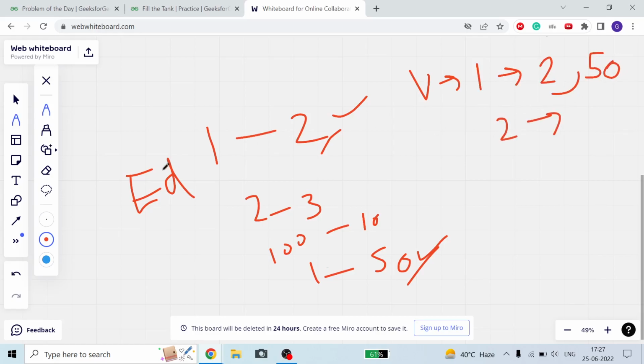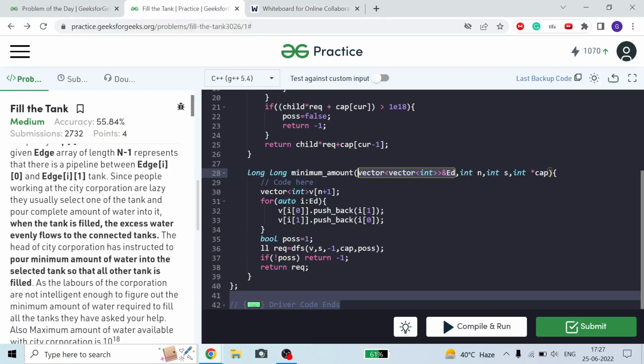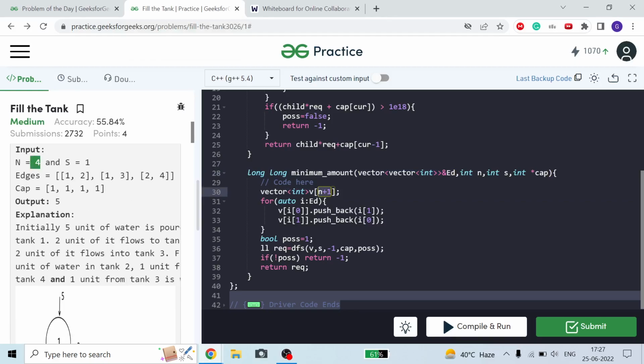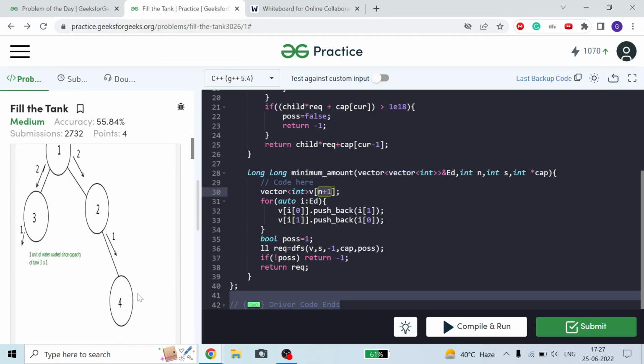2 will store 1, meaning 1 is a connected component to 2. 3 means 3 is connected to my 2. Now similarly 10 will contain 100, 100 will contain, meaning all connected components are contained in my vector. I will make a vector of n plus 1. Why n plus 1? Because n is the total number of nodes given to us, 4, and here you can see the maximum number of nodes I can have is 4. So n plus 1. Now for all the edges, I0 means first node connected to I1 means second node, I1 connected to I0.